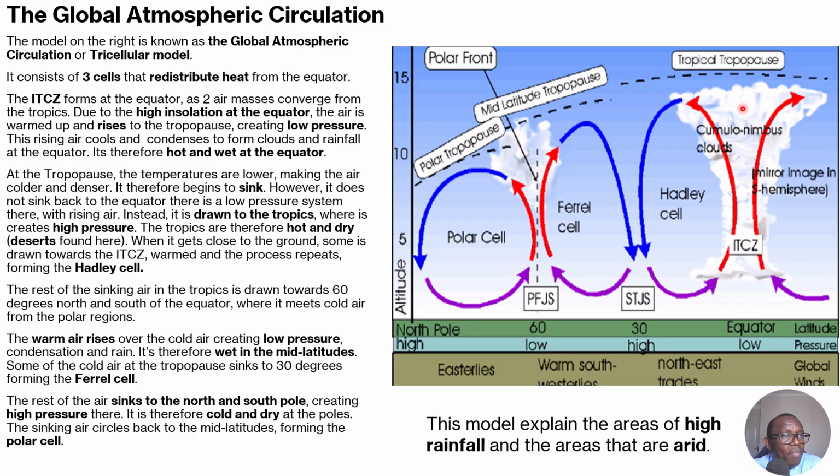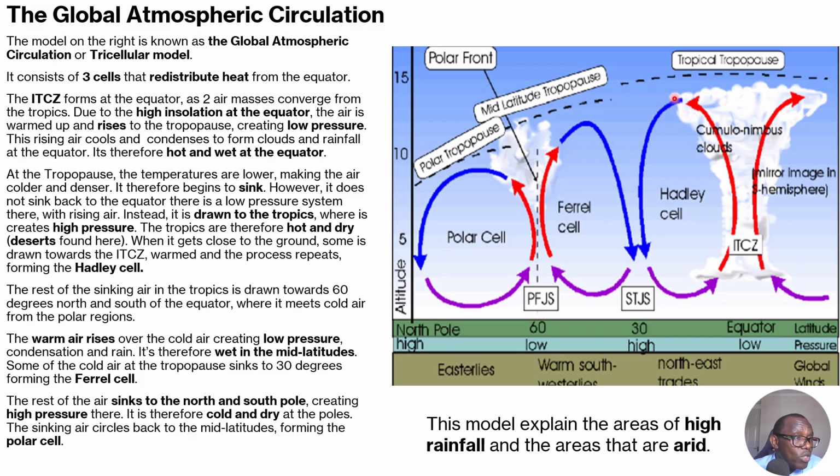So the air that is up here now that had cooled down and condensed is a lot colder. And because of that, it will then have to sink. Now, it will not sink back down to the equator because at the equator there is rising air that is going to block it from sinking down to the equator. And therefore, the air is going to be drawn down towards the tropical regions, which are at around 30 degrees north and south of the equator.